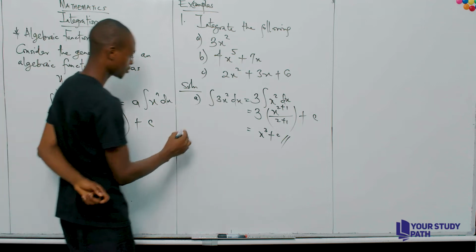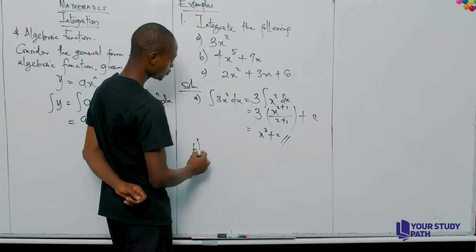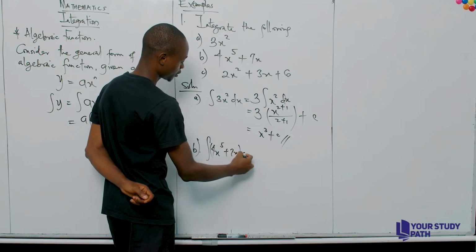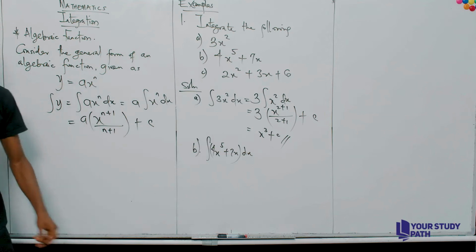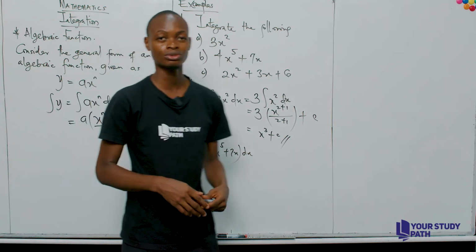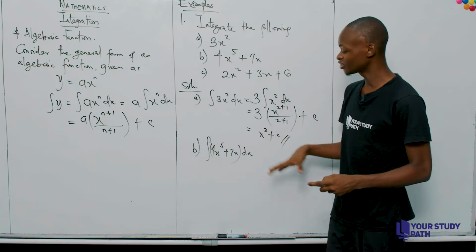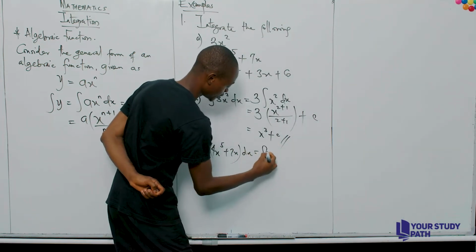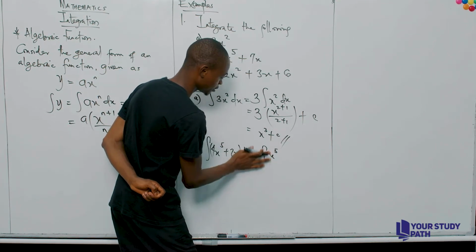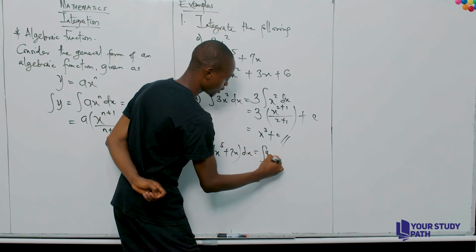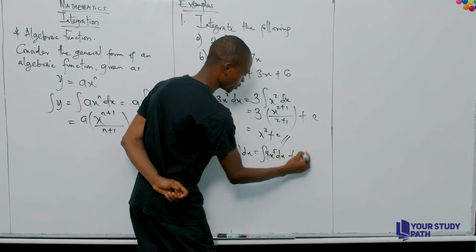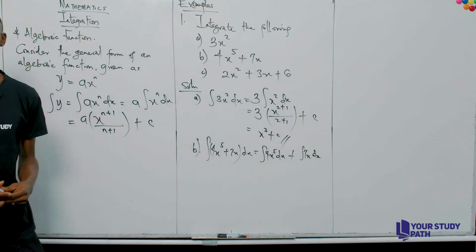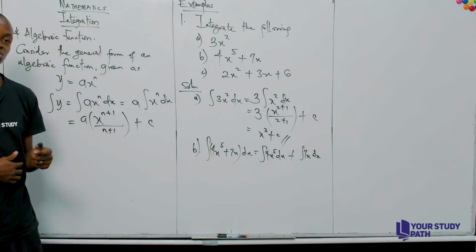Let's do the second one. We'll have the integral of 4x raised to power 5 plus 7x dx. One thing you have to know is just as the differentiation symbol is an additive function, the integration symbol is also an additive function. What does that mean when I say additive function? It means that I can integrate 4x raised to power 5 dx plus the integral of 7x dx. This is what it means to be an additive function. So I can bring in the integral into the sum.